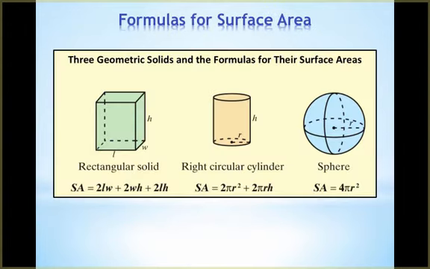We're now going to take a few minutes and look at the formulas for surface area. So the formula for the surface area of a rectangular solid is given by 2 times LW plus 2 times WH plus 2 times LH. For a right circular cylinder, the surface area is 2 pi r squared plus 2 pi rh. And then for a sphere, the surface area is 4 pi r squared.